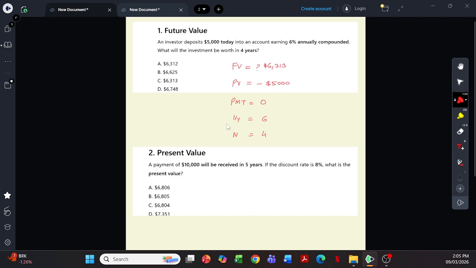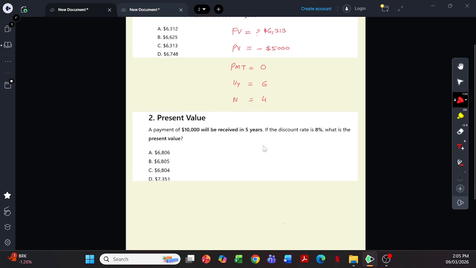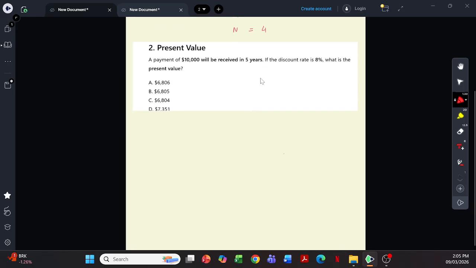Now we are required to calculate the present value of 10,000 that is going to be received in 5 years from now. So we're trying to find the present value here. So let's write down all the variables, N and I/Y. 10,000 will be received 5 years from now, so the future value would be 10,000. Discount rate is 8%. N is 5. We're not contributing any additional money, so the payment would be 0.